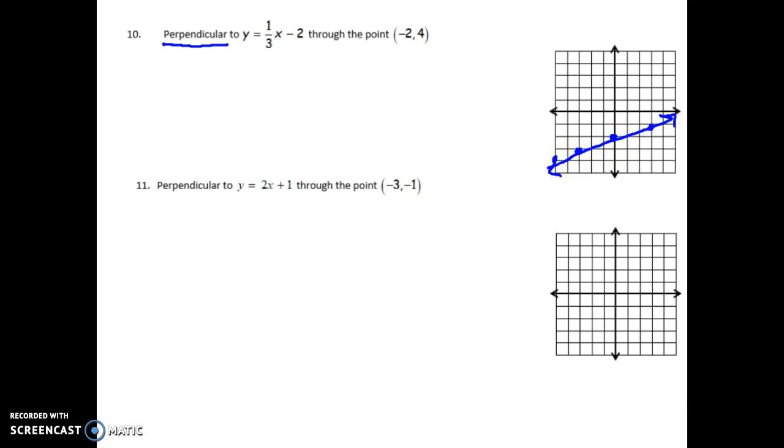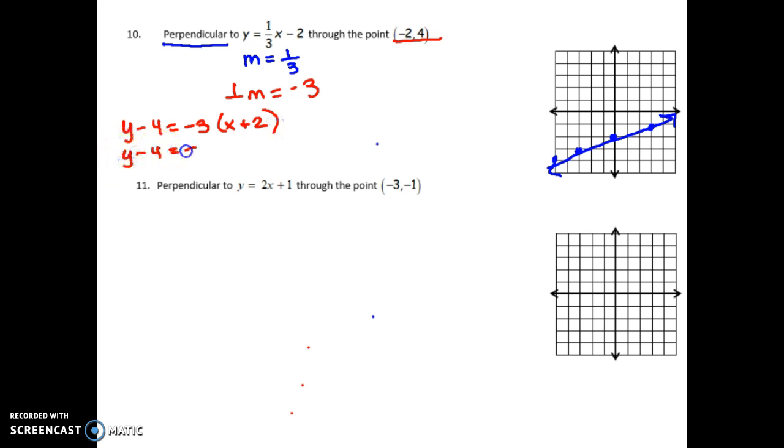We're going through the point negative 2, 4, and it's going to be perpendicular. So our slope here is 1/3, so then our perpendicular slope is actually going to be negative 3. We're going to use this point to get the new line. y minus 4 is equal to negative 3 times x plus 2. We're going to distribute: y minus 4 is equal to negative 3x minus 6. And then when I add 4 to both sides, I end up with y is equal to negative 3x minus 2.